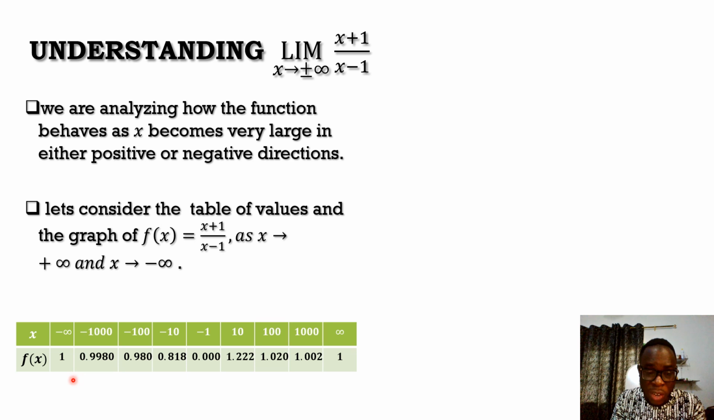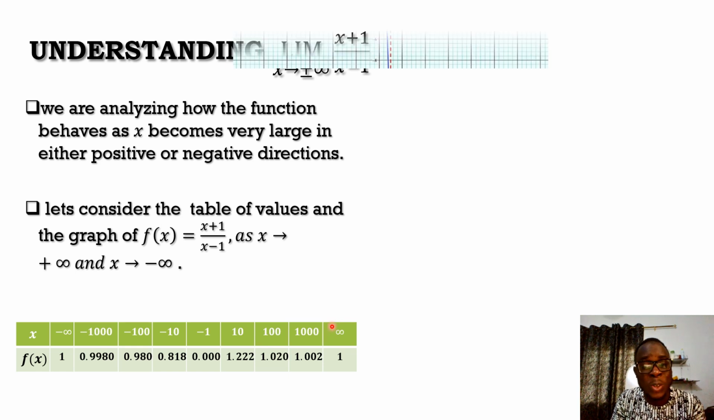So when you have negative infinity, we have an answer of 1. At -1000, we have 0.998. At -100, we have 0.980. At -10, we have 0.818. At -1, we have 0. At 10, we have 1.22. At 100, we have 1.020. At 1000, we have 1.002. Then at infinity it is 1. What it means is that as x approaches infinity, the behavior of f of x is such that it is getting closer to 1.